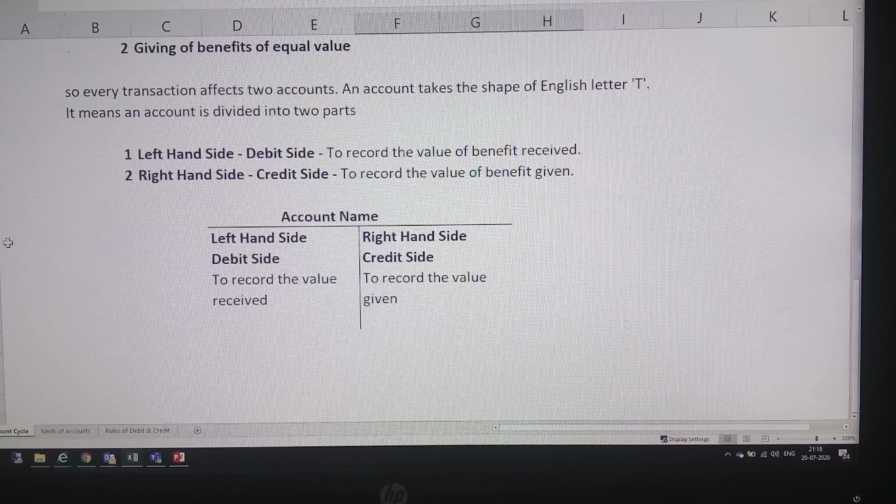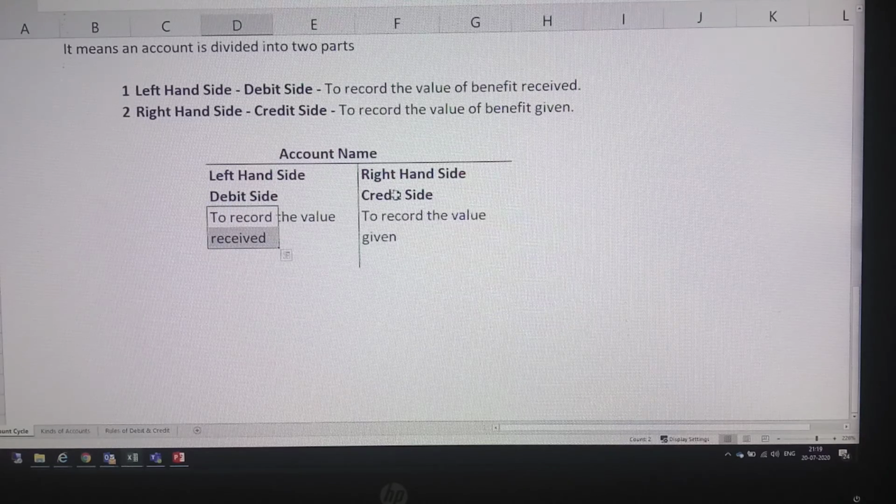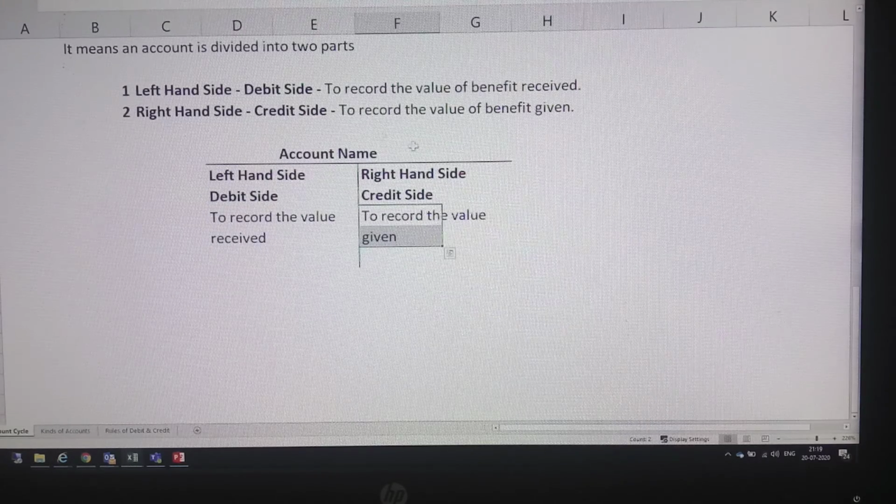So every transaction affects two accounts. An account takes the shape of the English letter T. That means it is divided into two parts. The left hand side, which you see here, is called the debit side of the account. Here we record the value that is being received. The right hand side is called the credit side. Here we record the value given. So here we see an understanding of what an account is, where the debit side records the value received and the credit side records the value given.